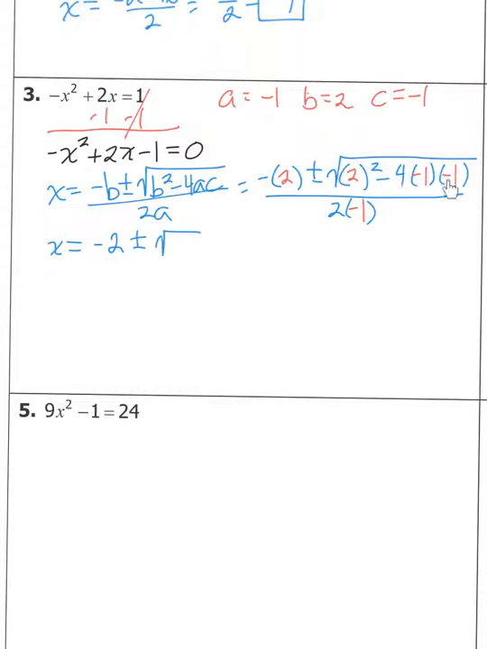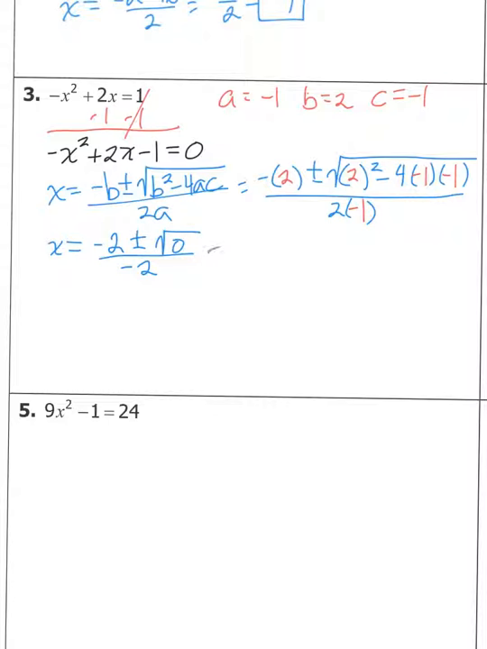Now here, if I put this in my calculator exactly as I see it, I'm going to get 4 minus 4, which is 0, all divided by 2 times -1, which is -2. Now, notice that the value of the discriminant is 0, so according to what we discussed earlier, I should get 1 real root. Watch what happens.